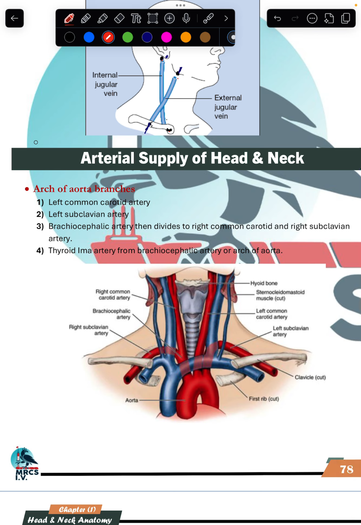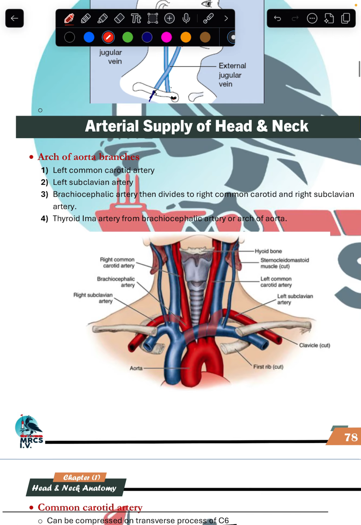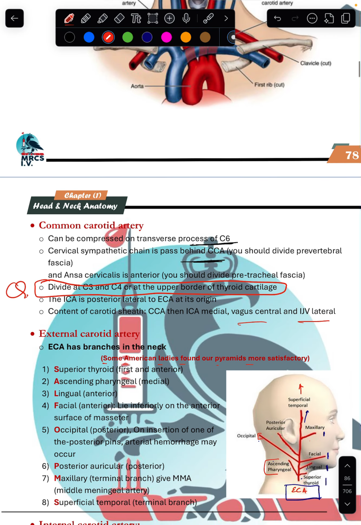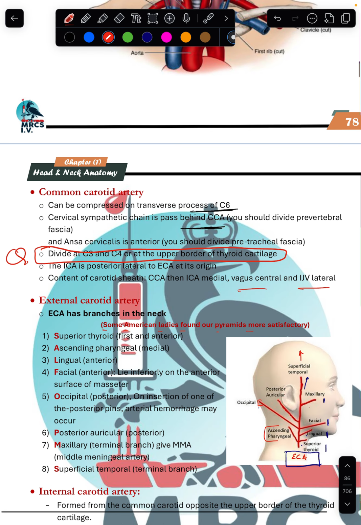Artery supply of the head and neck: arch of the aorta. You can see on the right side is the brachiocephalic; on the left side, directly the common carotid artery and subclavian artery arise. So whenever there is any embolus in the left subclavian artery, the blood flows like this and the circle of Willis comes back. That is subclavian steal syndrome. Then the brachiocephalic artery divides; the right thyroid ima artery may be present.